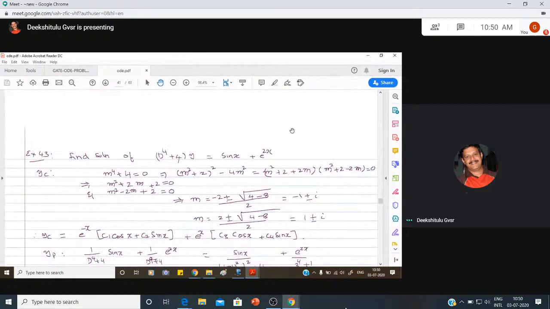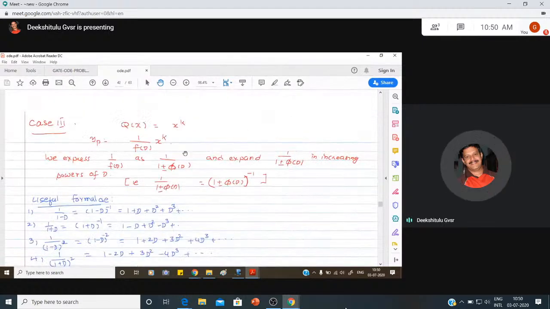Next type of function is, yes, we have not done this yesterday. So phi of x is equal to x power k. So our formula is 1 by f of d on x power k. We try to express this 1 by f of d as 1 by 1 plus or minus phi of d, and we expand 1 by 1 plus or minus phi of d in increasing powers of d. That means we write this as 1 plus or minus phi d whole inverse. It need not be whole inverse always. Sometimes it is power minus 2, power minus 3, minus 4, and so on.